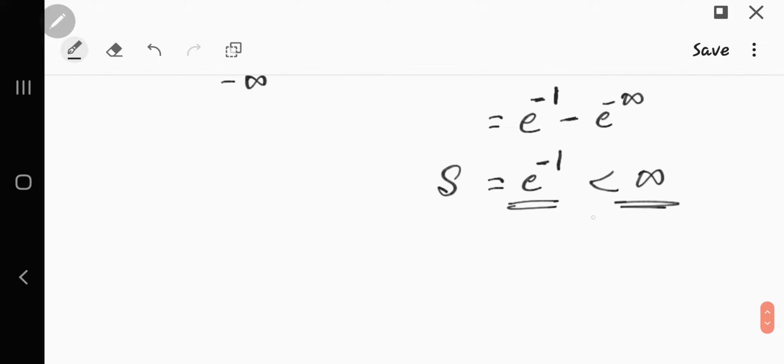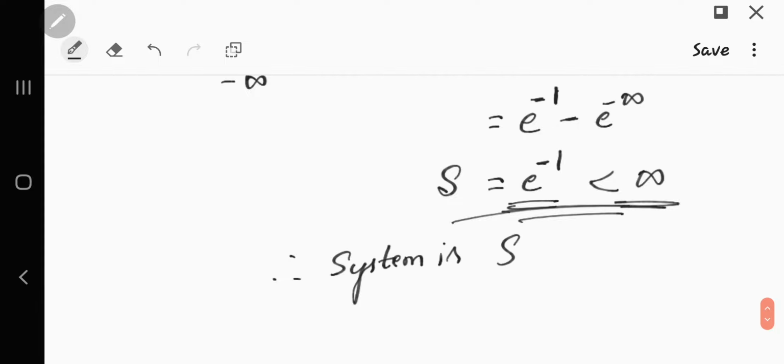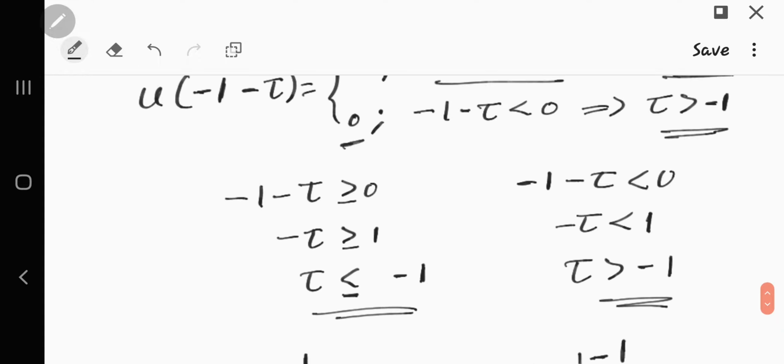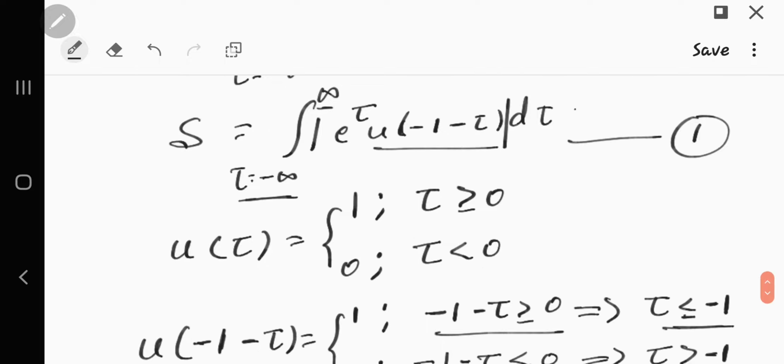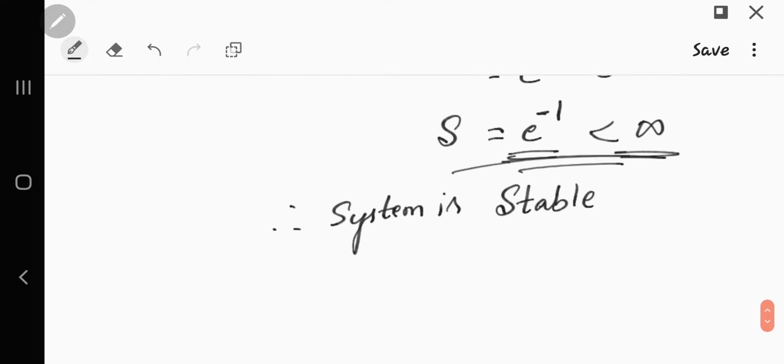You can conclude like this, or you can just simply mention this condition here. Therefore the system is stable. Or you can elaborate by saying, since the integral of the impulse response h of tau is less than infinity, therefore the system is stable. So it's up to you.